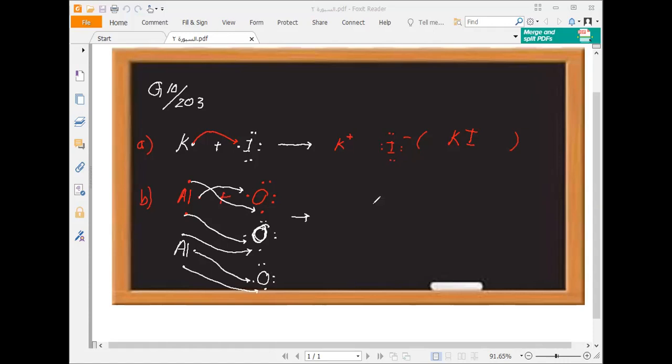What is the formula unit? Al2 and O3. Aluminum oxide.